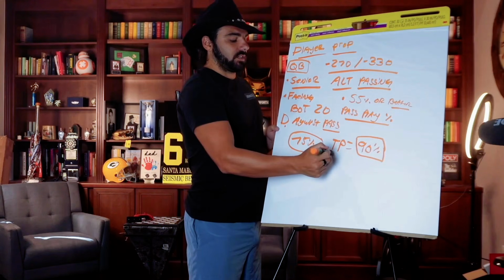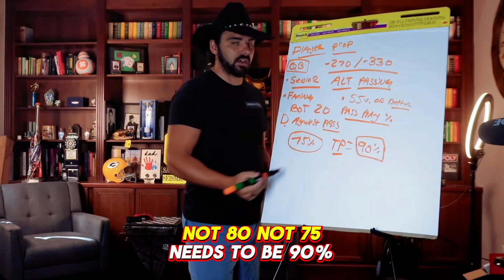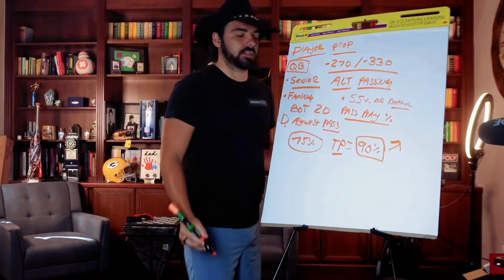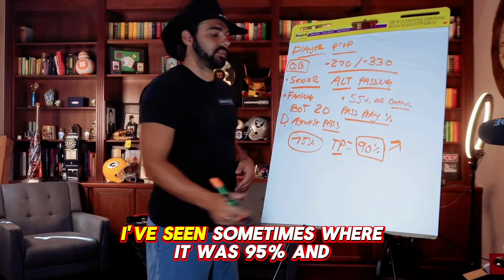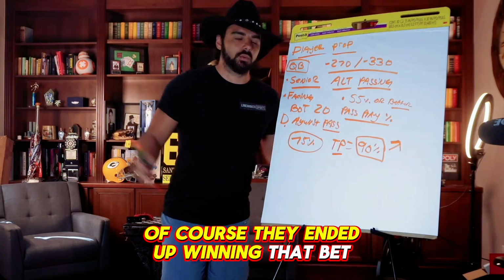But 90% needs to be the true probability here. Not 80, not 75. It needs to be 90% or better. All right? Put that little arrow there because it could be better. 90% or better. I've seen sometimes where it was 95%. And what do you know? Yeah, of course. They ended up winning that bet.